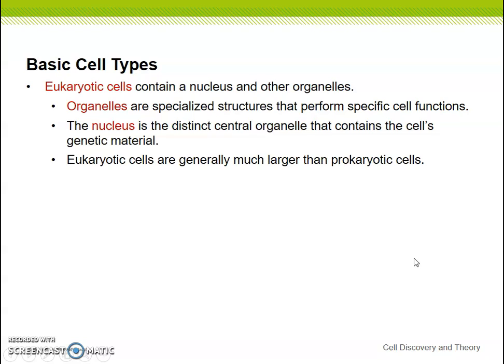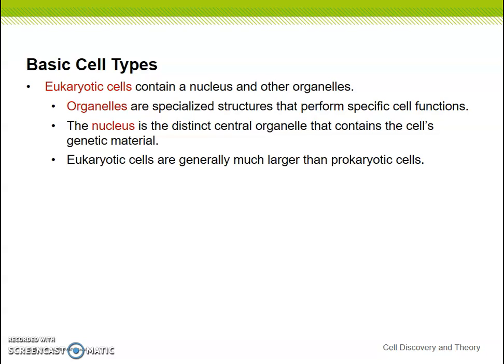We're going to start with eukaryotic cells. They contain a nucleus and other organelles. The nucleus is that central region that contains the genetic material and directs the function and what the cell does. So if the cell needs to do something, the nucleus is going to tell it to do it. Eukaryotic cells also have organelles, which are specialized structures that perform specific functions. They are distinct regions of the cell that have a specific job. They have one job to do, and when the nucleus tells them to do it, they do it. Eukaryotic cells are generally much larger than prokaryotic cells.